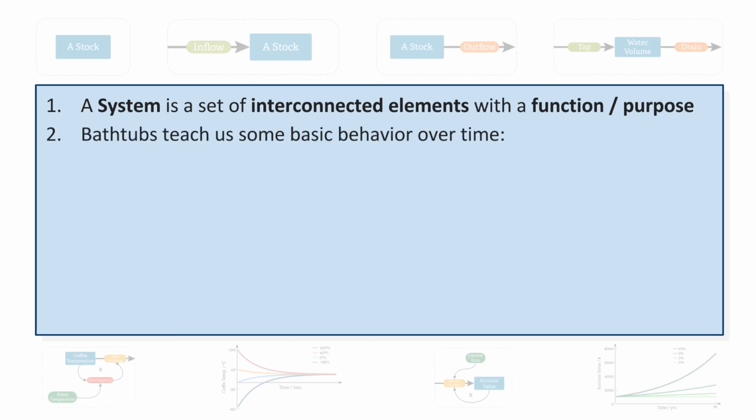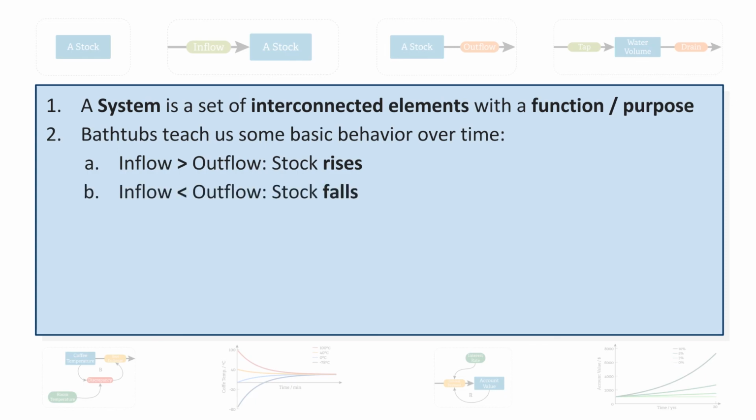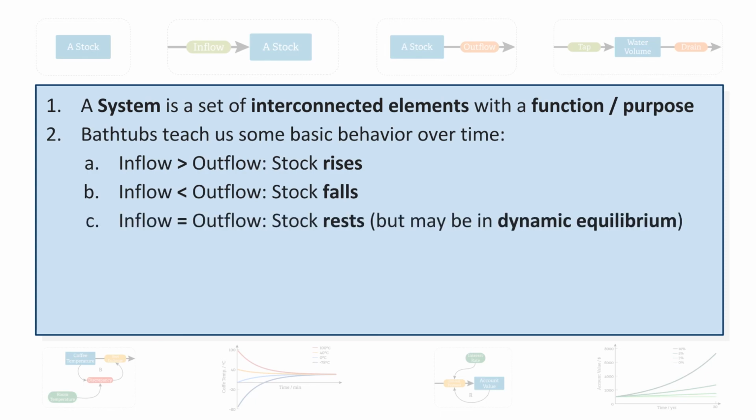We then learned, using the example of a bathtub, how general systems behave over time. And we saw that if the sum of inflows is greater than the sum of outflows from a stock, that stock rises. If the sum of inflows is smaller than the sum of outflows, that stock will fall. And if the inflows equal the outflows, then the stock will rest. But this doesn't mean that there's no flow through the stock, because the stock may also be in dynamic equilibrium.